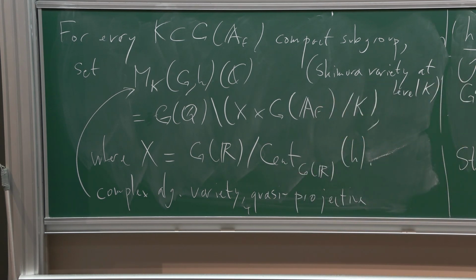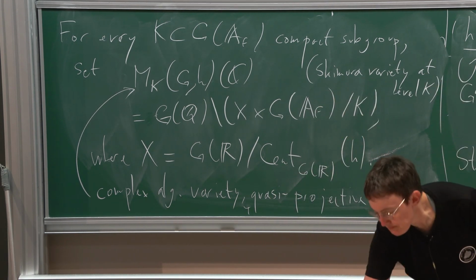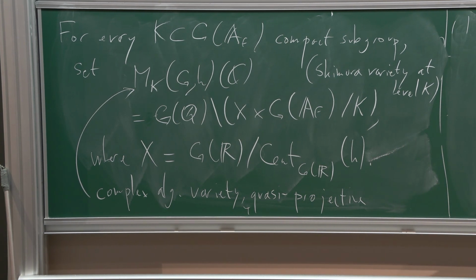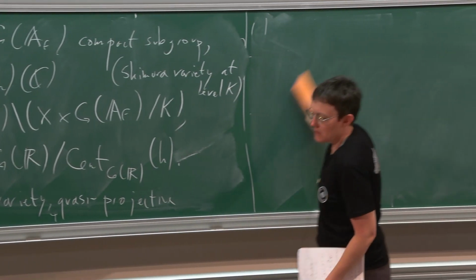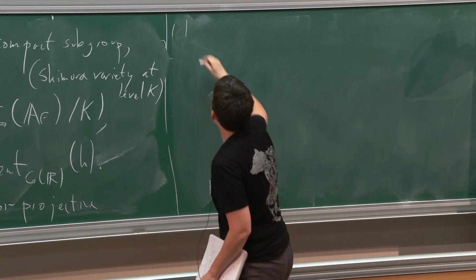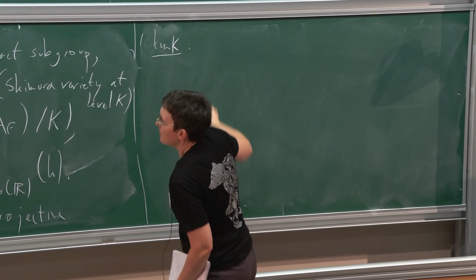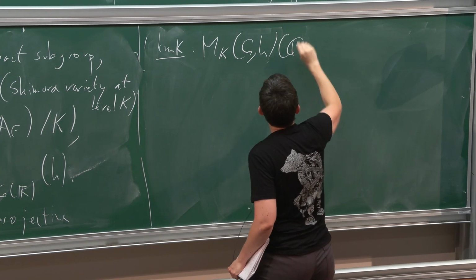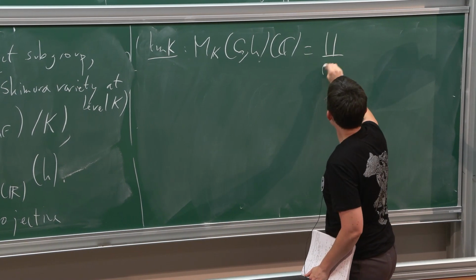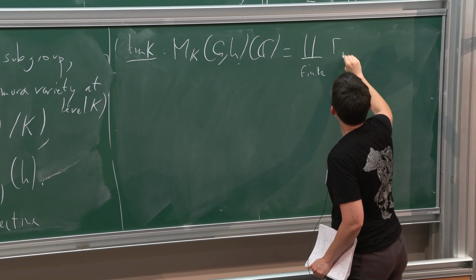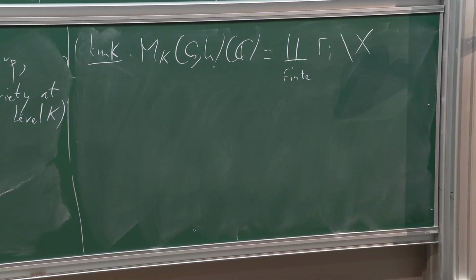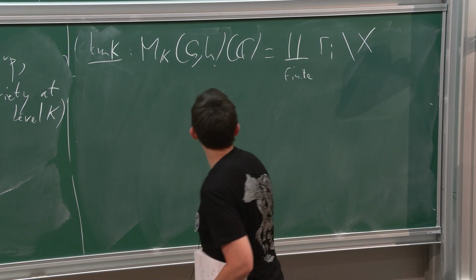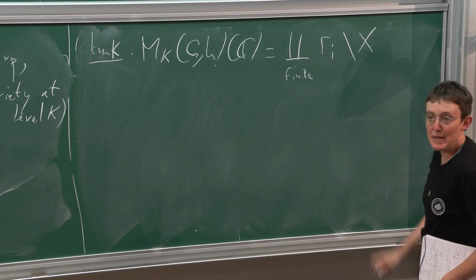And why is that? Well, it's like some calculation I did last time. This one is just a finite union of some Gamma_i under X, where these Gamma_i are just the intersection of G of Q with some conjugates of K. Okay, X might not be connected.